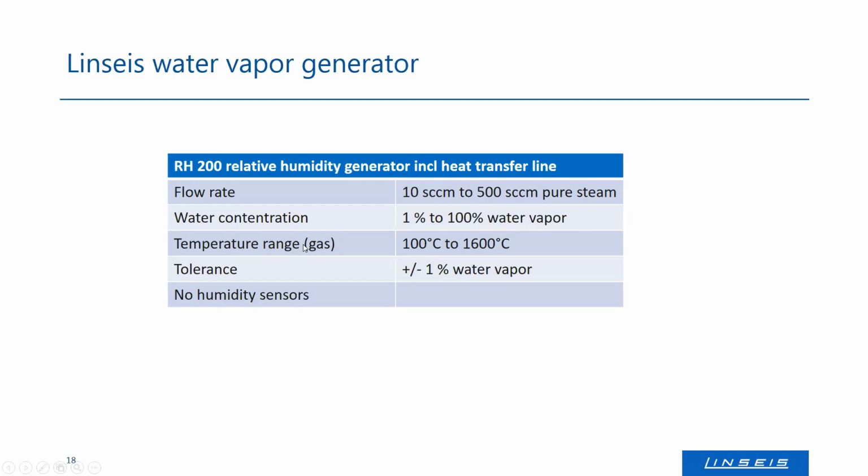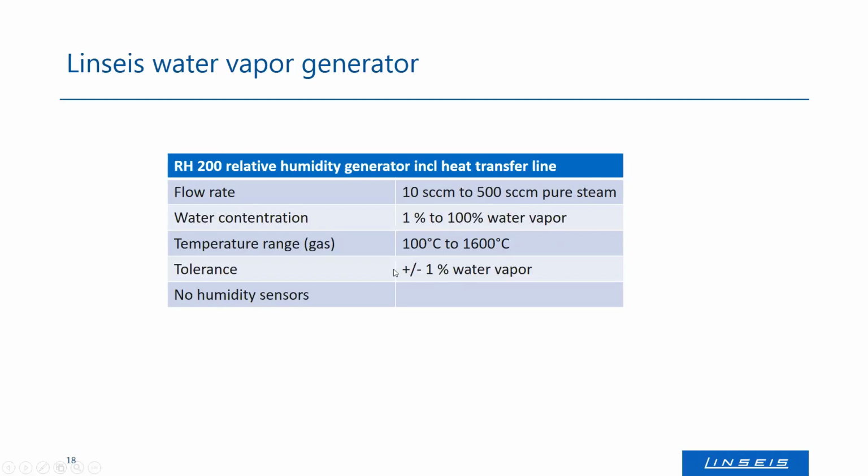The temperature range we can apply this is, as said, 100 degrees centigrade up to 1600 degrees centigrade. Again, I want to be honest with you here. 100 is the real lower limit. I would say 120 up to 1600 to be fair with you. The tolerance level of the accuracy of water concentration is also plus minus 1% water vapor.